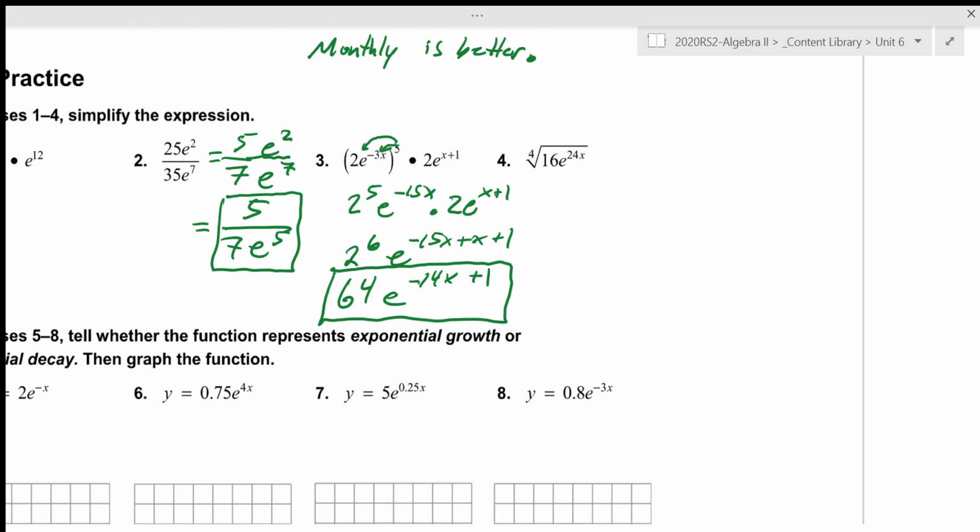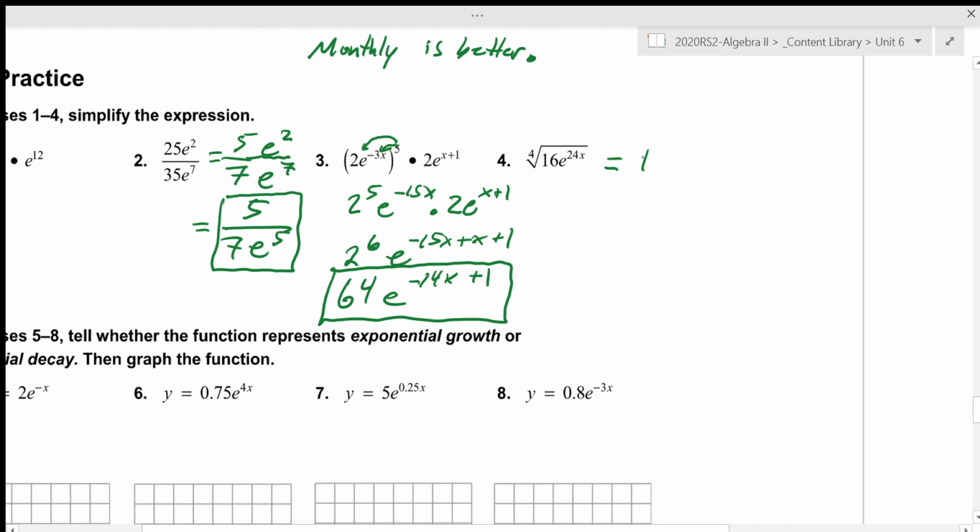Okay, if I wanted to write the 4th root as a power, does anyone remember how to do that? What power is the 4th root? Almost everyone got this one on the test, so you guys must know. 1/4. Right, so 4th root is the same as the 1/4 power.